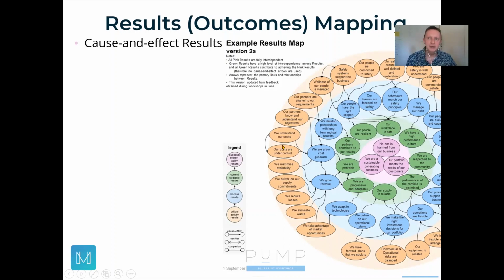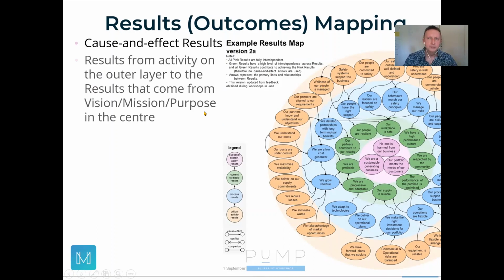So these statements in here, in each one of these bubbles, if you like, are results or outcomes. What we do is we move away from the activity that the team is undertaking out here and focus on the outcomes that come from the work that the team does, and then build a cause and effect framework that then leads us to the results that come from vision, mission, and purpose for the organization. So cause and effect flow.